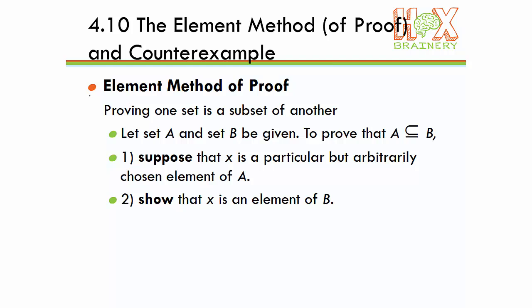So the element method of proof. If we are proving that one set is a subset of another, we're going to let set A and set B be given, and then to prove that A is a subset of B, you're going to suppose x is a particular but arbitrarily chosen element of set A, and then you're going to show that x is an element of B. That's what we'll do if we're just showing that one set is a subset of another.